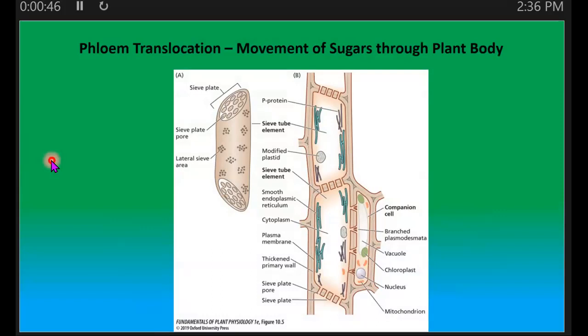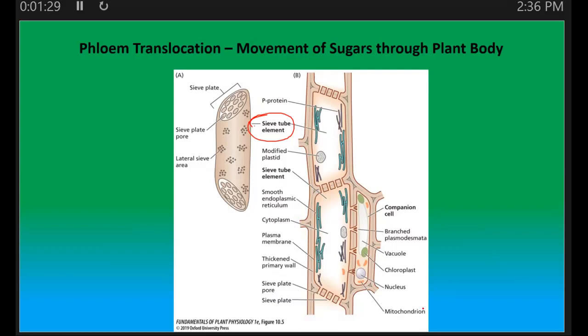And sieve tube elements get stacked end to end to end to end. So they form this long conduit that allows sugars dissolved in water to flow through the sieve tube elements, through the whole plant body. Now, this is not just one direction, like what we see with xylem. We said xylem is unidirectional. That's its only option. Phloem, on the other hand, can go pretty much any direction. There is a method to the madness, but it can literally go in any direction.